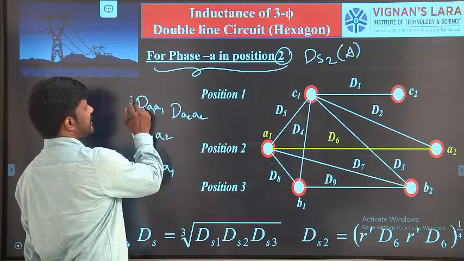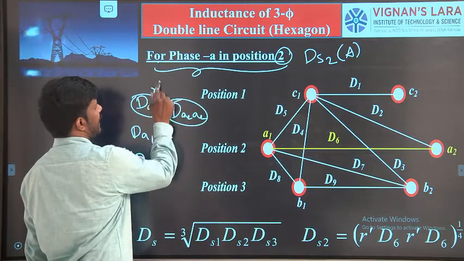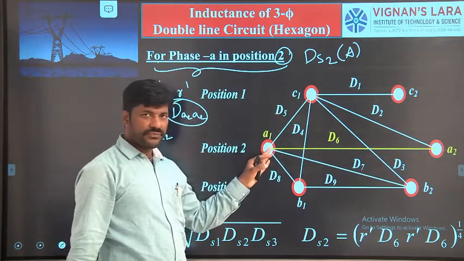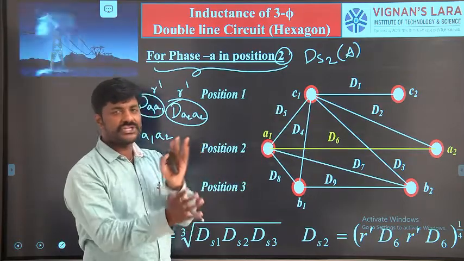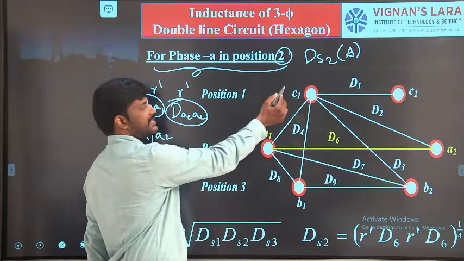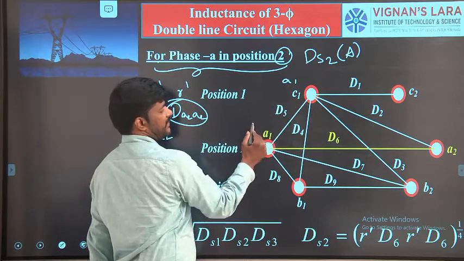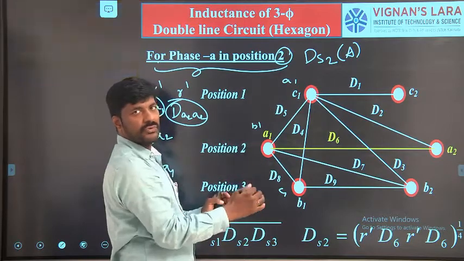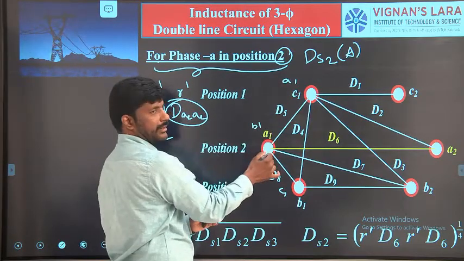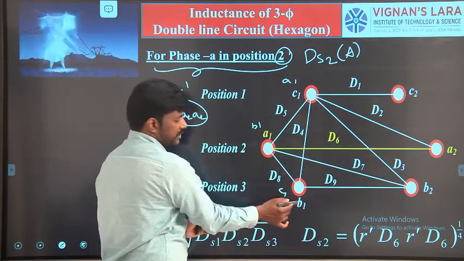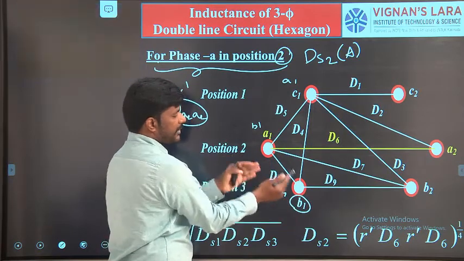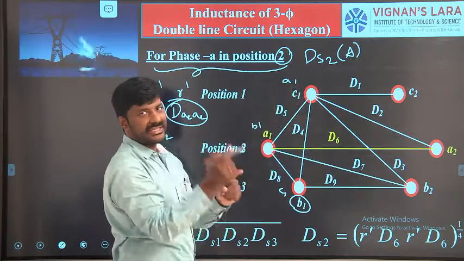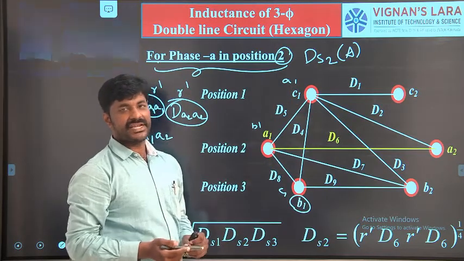Being thus as self, R dash, R dash. Now, these conductors, if you check, are changing their position in a cyclic fashion. Previously, this is A1, this is B1, and this is C1. Now it has changed one step down. So A1 falls into the middle, B1 falls into the bottom, and C1 has reached the top position. That was the cycle, changing its position.